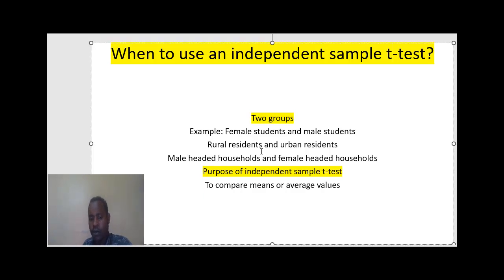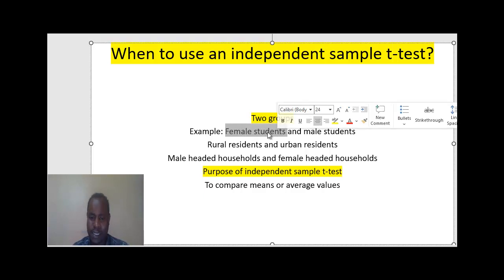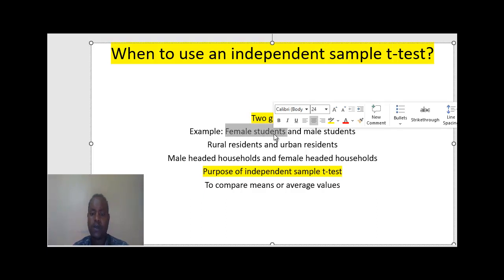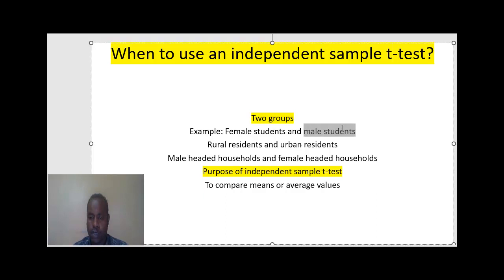Okay, whether or not there is difference in means of two groups. Okay, so we need to have two groups, and the purpose or the aim of independent sample t-test is to compare the means of two groups. Okay, for example, the academic performance, in terms of test record, in terms of exam record between female students and male students.